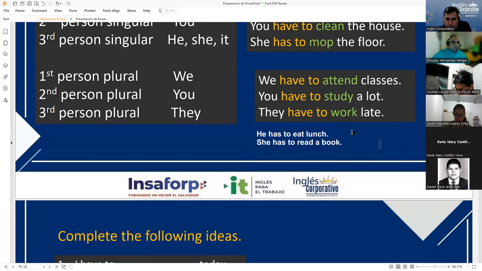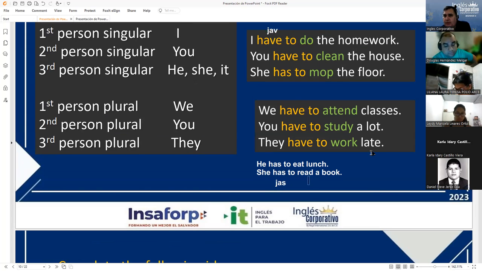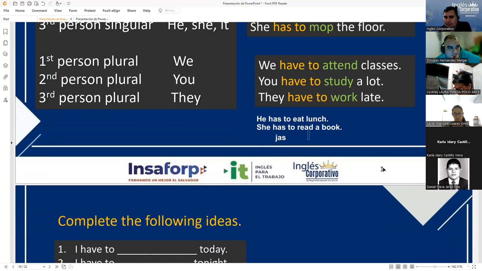Okay, so he has to, she has to. He has to eat lunch. She has to read a book. So I have to do the homework. You have to clean up the house. She has to mop the floor. We have to attend classes. You have to study a lot. They have to work late. Okay.